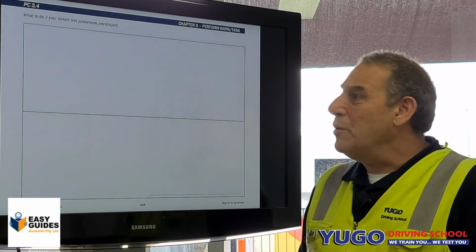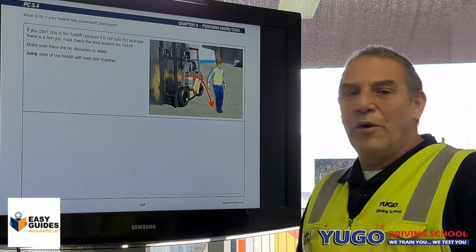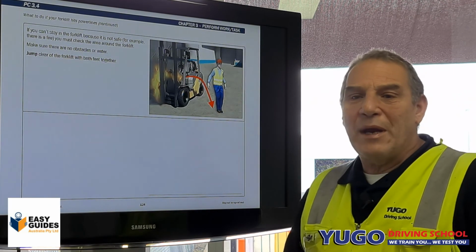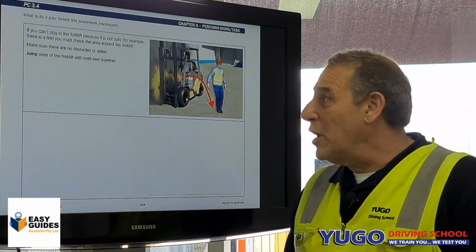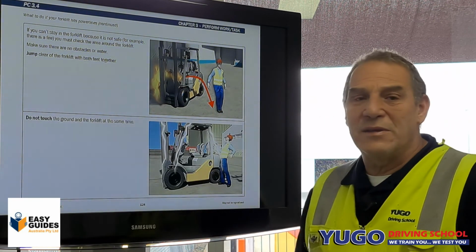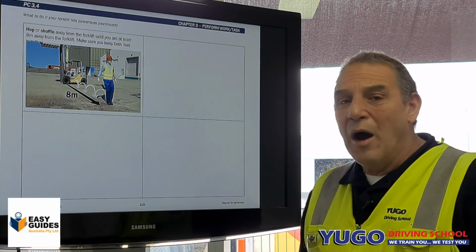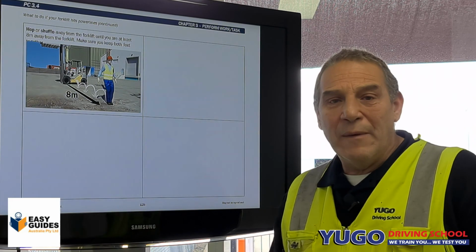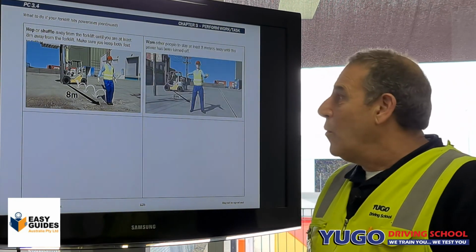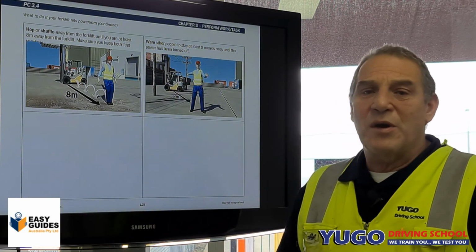look around you. Make sure there's no water or oil on the ground. Jump clear from the forklift. Don't touch the forklift and the ground at the same time. Hop, shuffle at least 8 meters away. Warn others to stay at least 8 meters away.